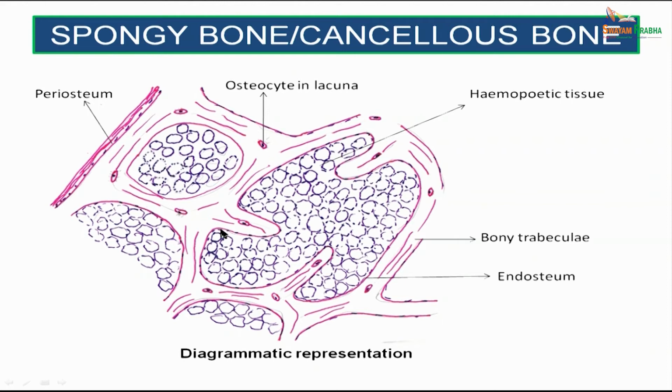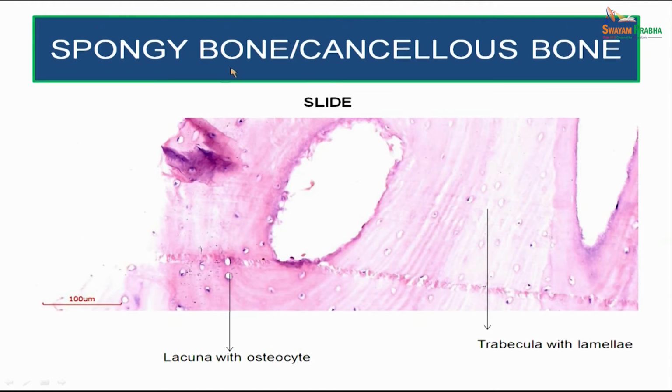Then between the trabeculae are large spaces. These are the large spaces. They contain hemopoietic tissue. This is an actual slide showing spongy bone. We can see the trabeculae here and here, and in the trabeculae we can appreciate some lamellae. We can appreciate the spaces called lacunae with osteocytes.